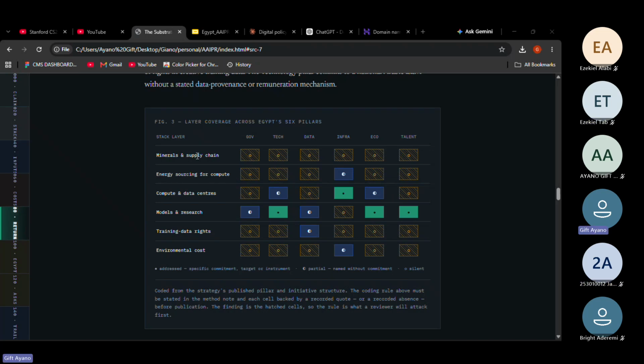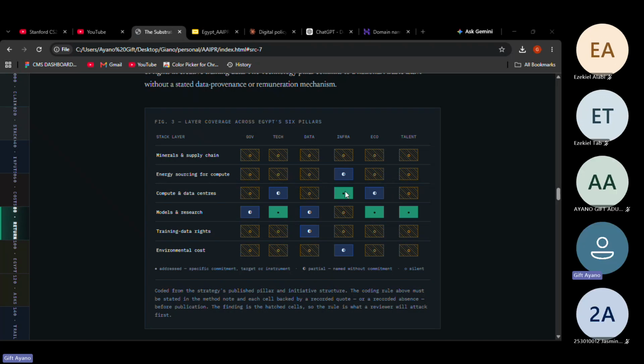On governance, the impact on minerals and supply chain, they are silent about it. On tech, they are silent about it. On data, they are silent about it. Basically, on all six pillars, talking about minerals, they are silent about it. For energy sourcing and compute, the only thing they partially mentioned is infrastructure. They were silent about the remaining pillars. For compute and data centers, the only thing they mentioned was infrastructure, which was the data center sustainability I mentioned, and that was very, very broad.